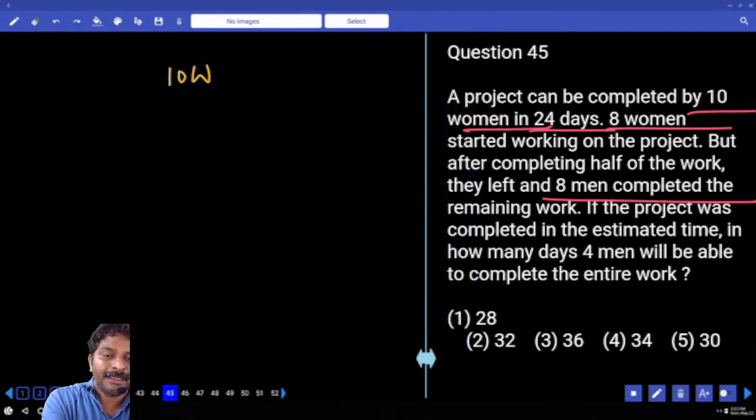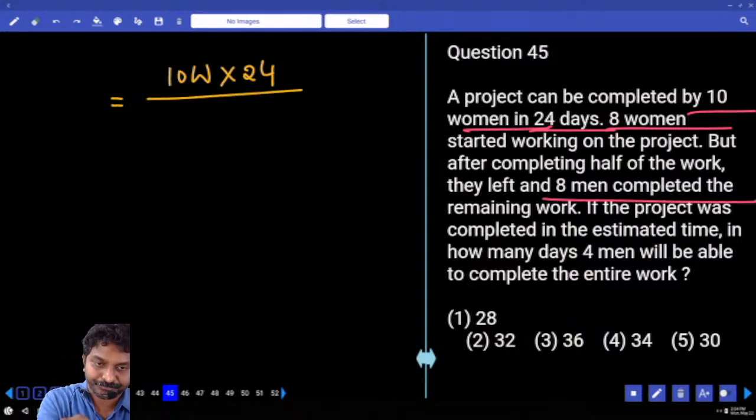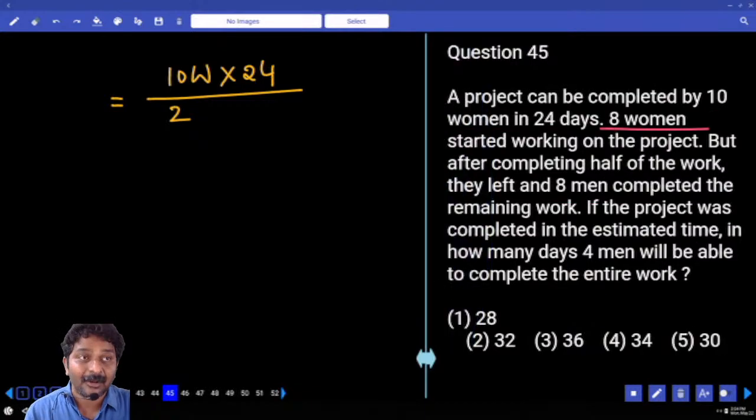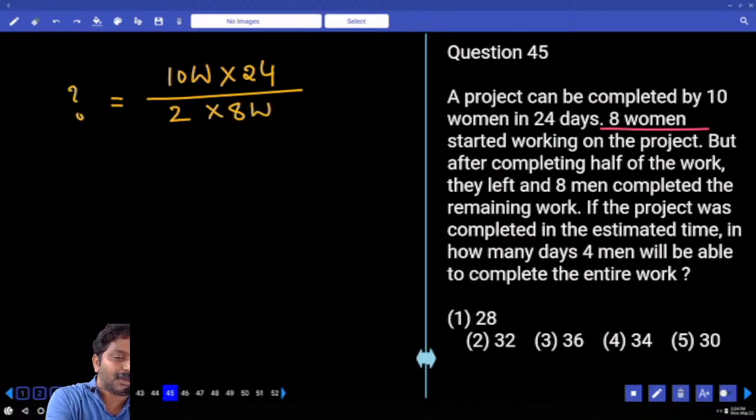10 women can complete the total work in 24 days. This is the total work. And now the question: how much work is completed by women? Half of the work. Total work divided by 2, half of the work. How many women started working? 8 women need how many days to complete the work?